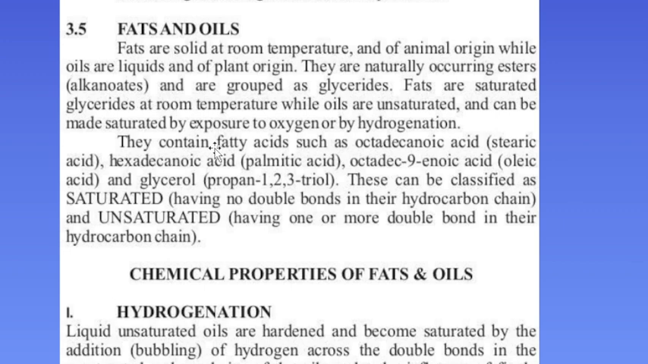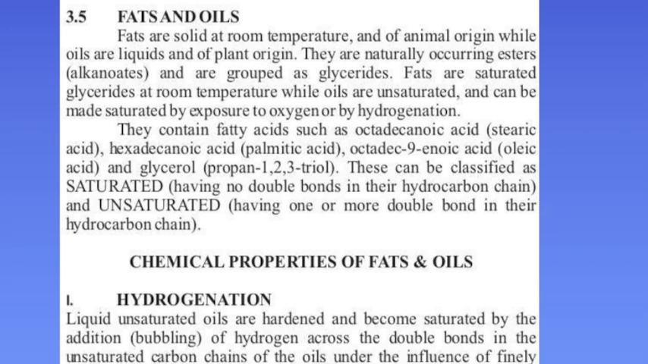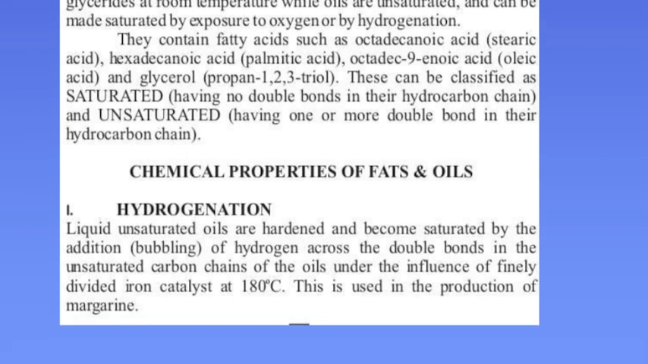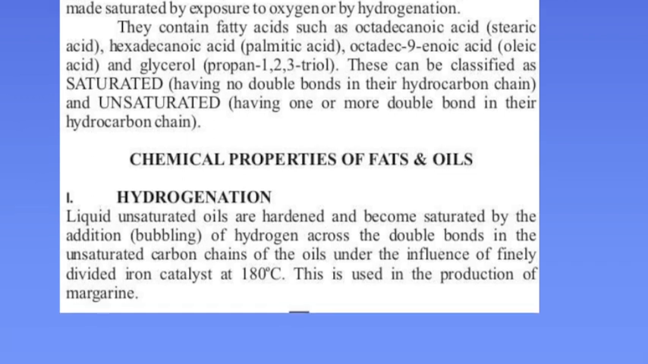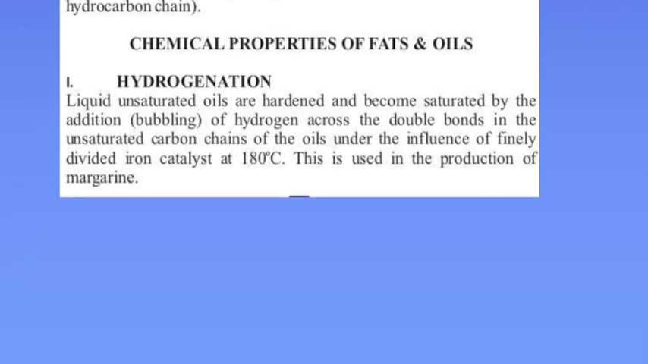Moving ahead, the next thing we are going to talk about are the chemical properties of fats and oil. The first chemical property of fats is basically hydrogenation. So liquid unsaturated oils harden and become saturated by addition of hydrogen across the double bonds in the unsaturated carbon chain of oils under the influence of finely divided iron at a temperature of 180 degrees Celsius. This is actually used in the production of margarine. Another catalyst that can be used in this case is nickel. So have that in mind. The hydrogenation is what hardens your liquid oil.